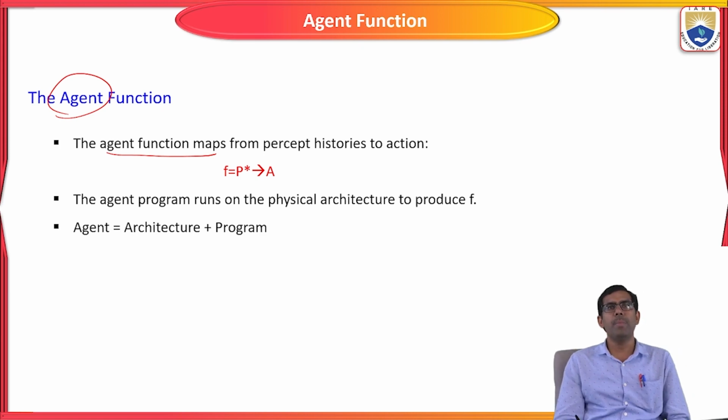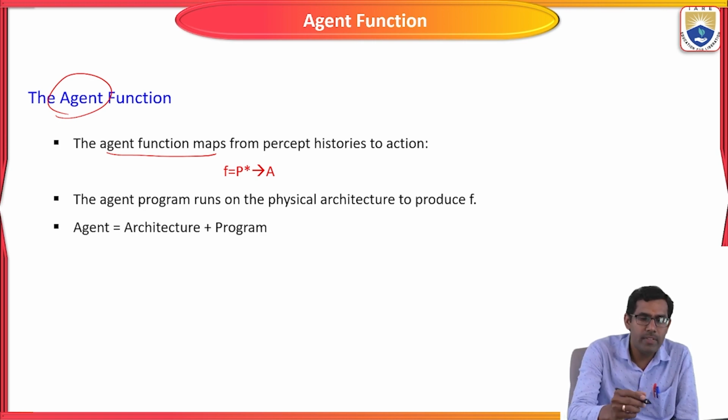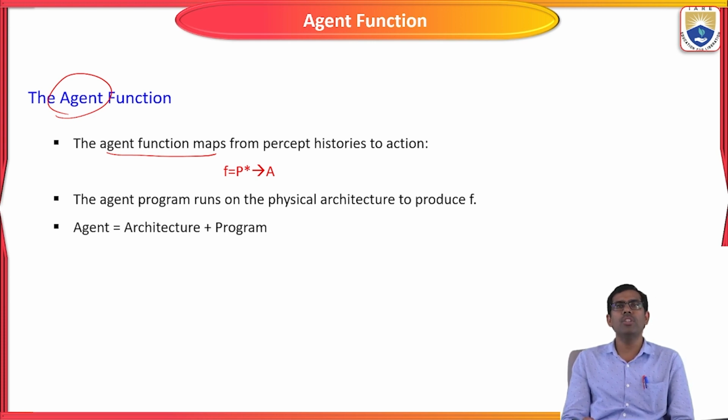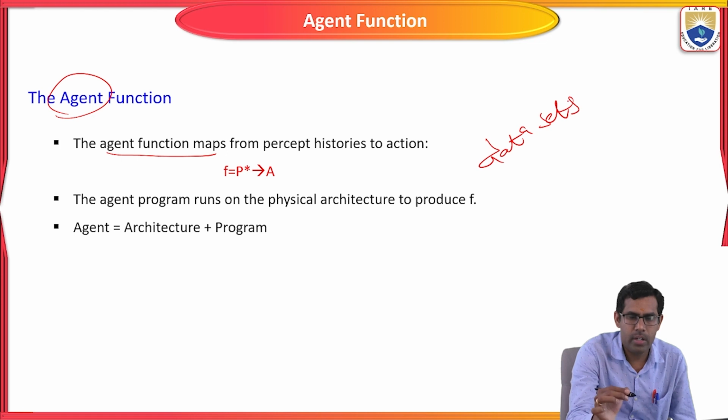What are perception histories? We already know the meaning of the agent. It will observe and sense something in the environment through the sensor, and it acts upon the environment through the actuator. So through the actuator, the action happens on the environment. Here the perception history means the data sets. What are the inputs?